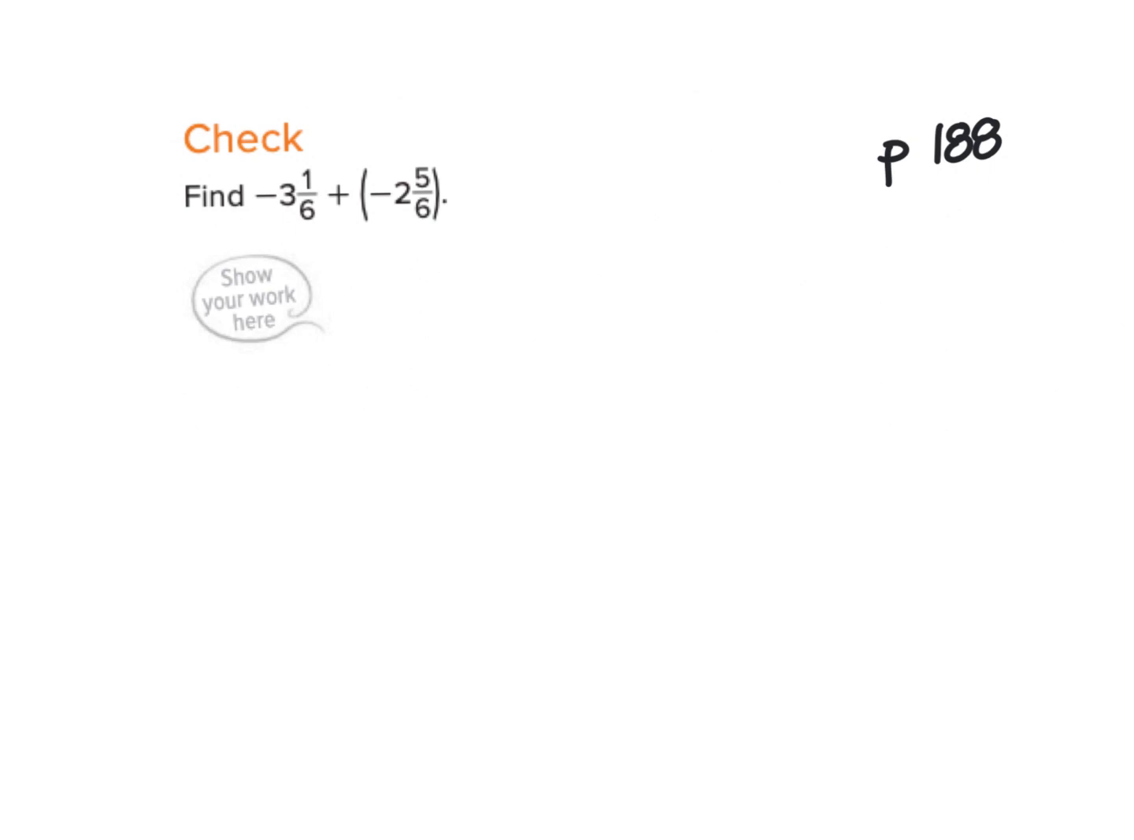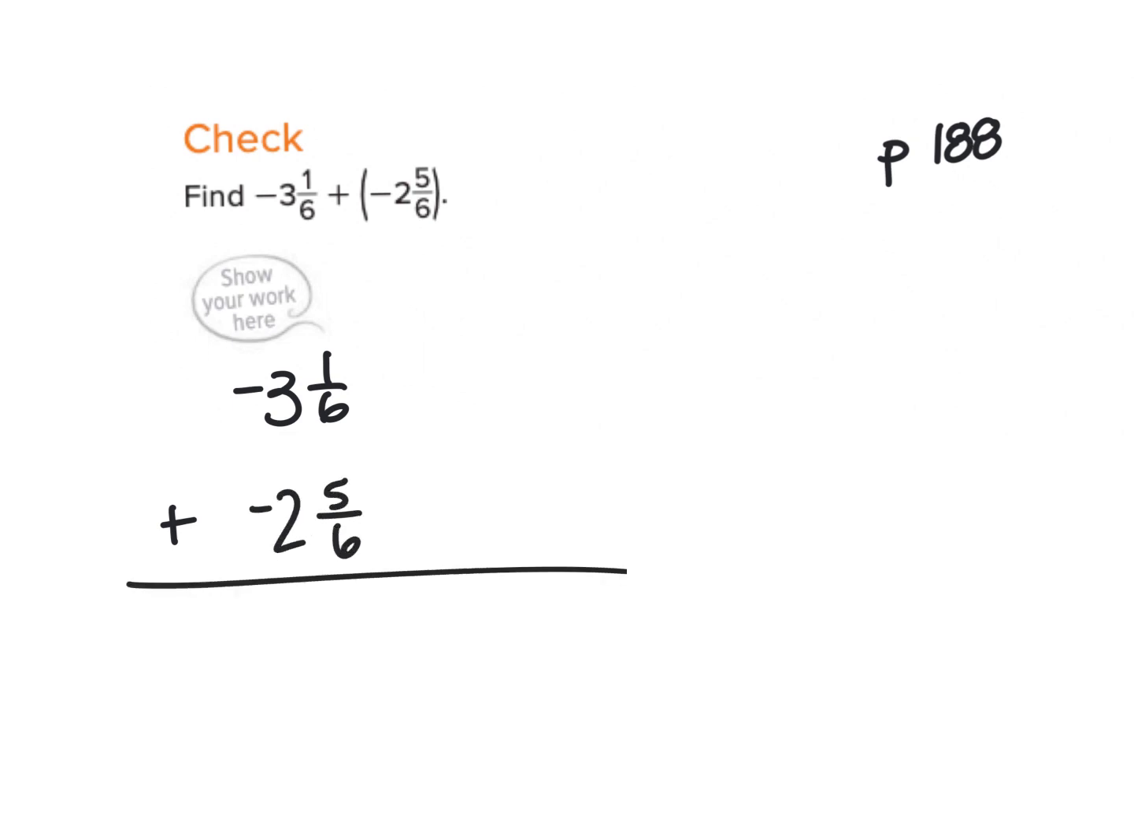All right, if you try this one out, I'm going to rewrite it going up and down first. That's how I like to do it. Then my next thing I'm going to do is change these both to improper. And right away, I know they're both negative, so I like to put the negative sign. I'm going to do 3 times 6. Again, ignore the negative sign. 18 plus 1 is 19 over 6. Over here, I get 12 plus the 5 is 17 over 6.